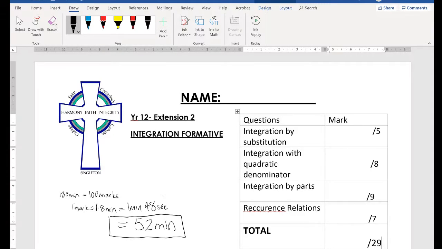Now, I have calculated, same as an advanced HSC, you get 1 minute 48 seconds per mark on average, which means if this is out of 29, it's 52 minutes. So I'd suggest getting to class on time after lunch to give yourself the entire lesson.